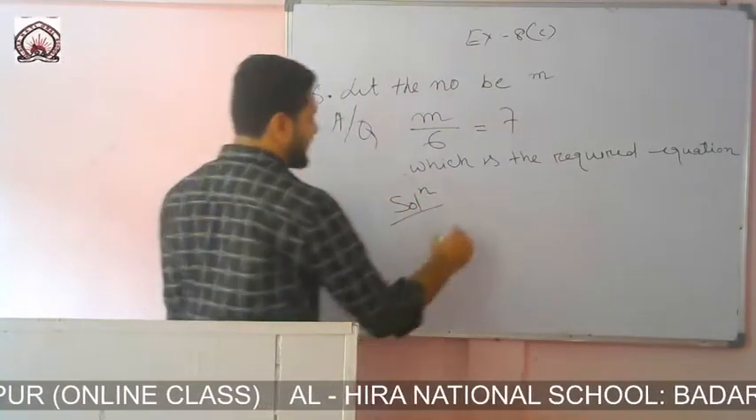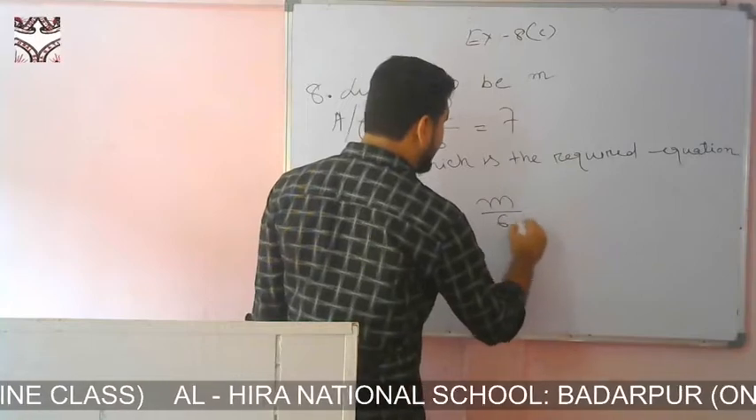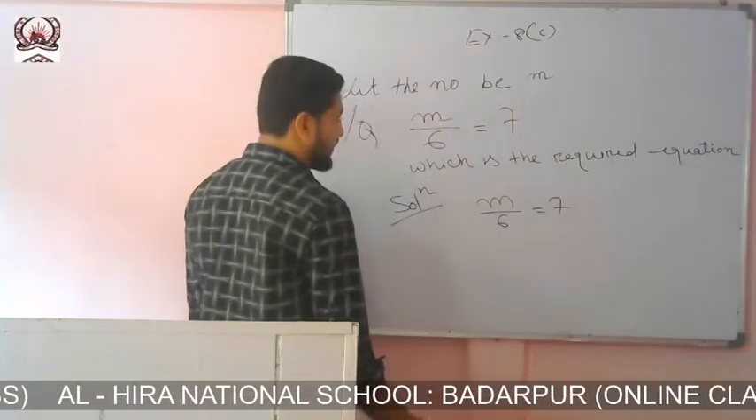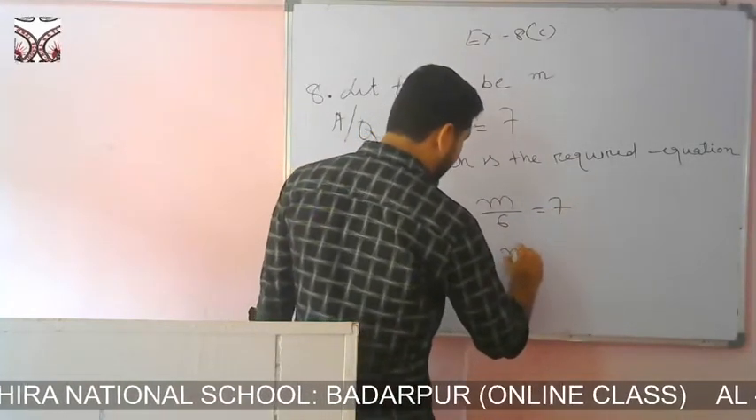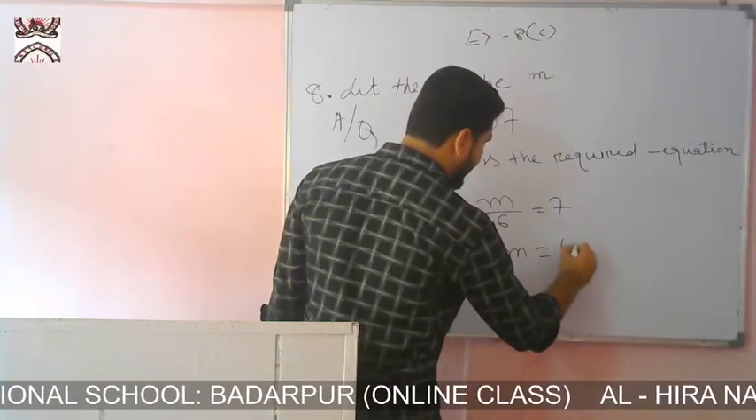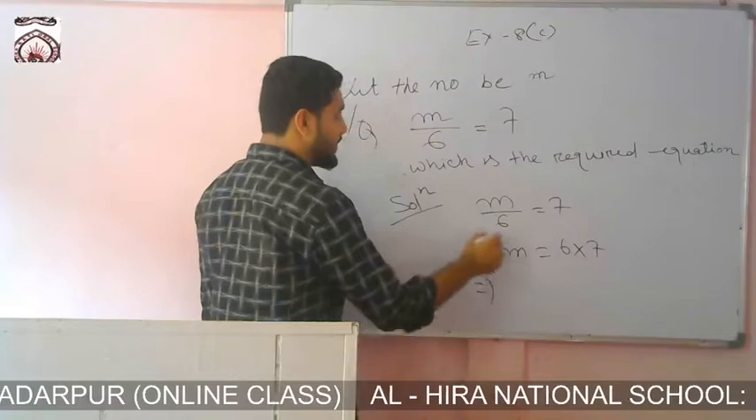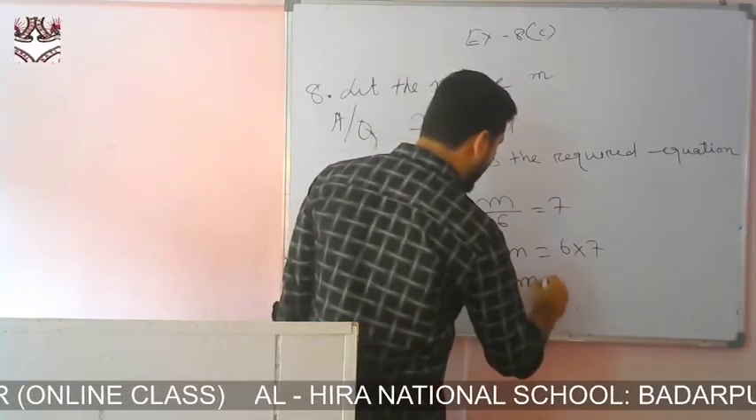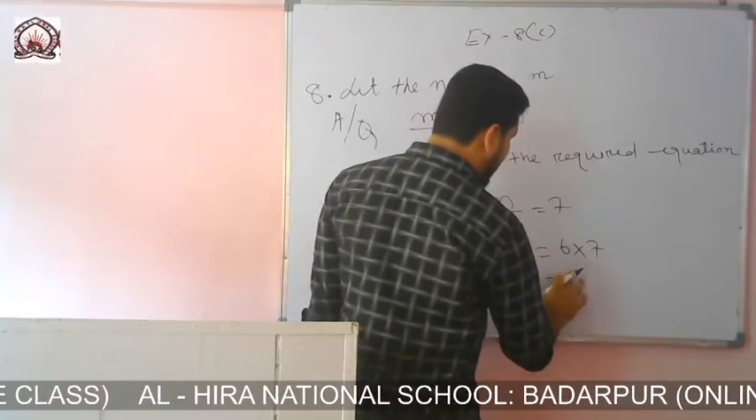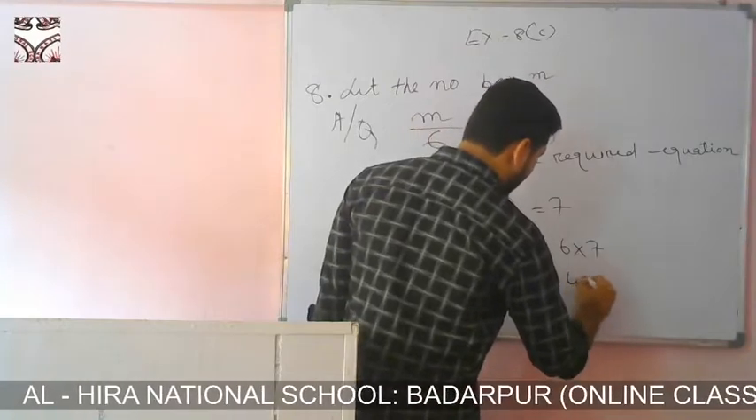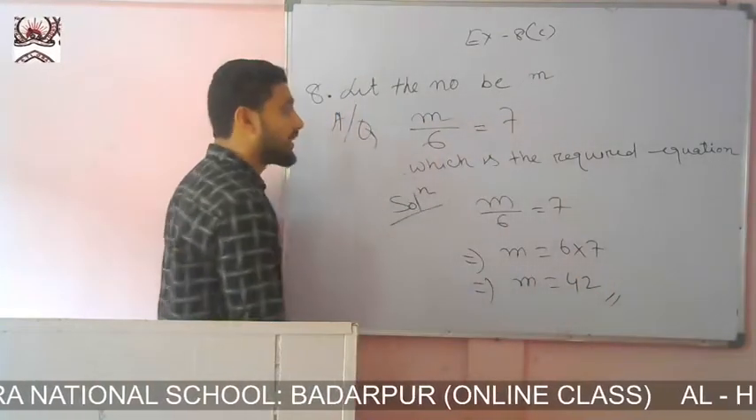Then m by 6 equals to 7. Then you can find m equals to what? 6 into 7, because 6 is in a relation of division with m. So if I take it to the right side, it will become multiplication. Then m equals to 42. Okay.